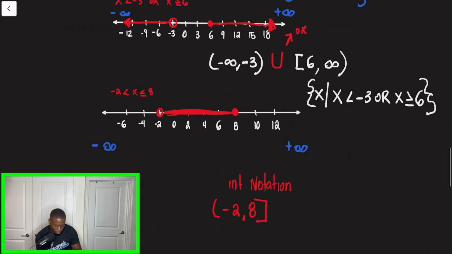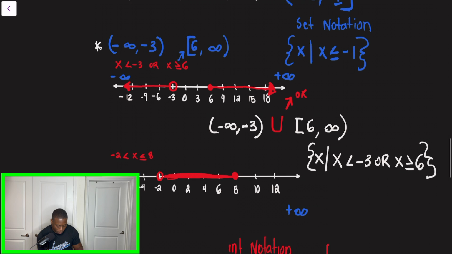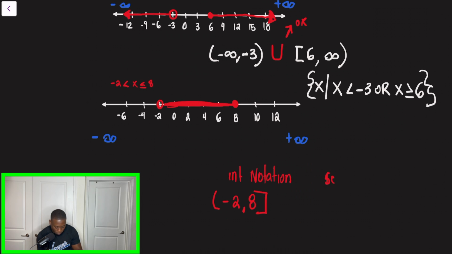So as we now close up this video, we do the set notation. Spelling is so off today, sorry. When we're doing the set notation, now it's going to be the same thing, right? So we have our braces, x such that, and then we're going to put our same inequality, right? So we know that -2 is less than x, and x is less than or equal to 8.